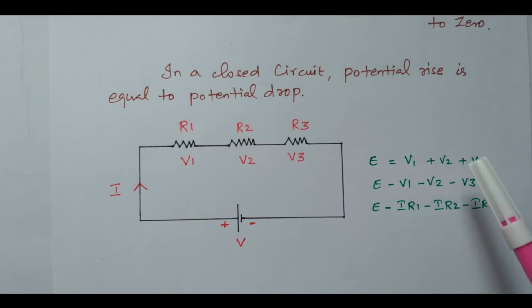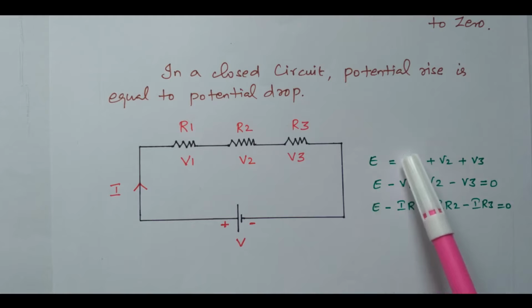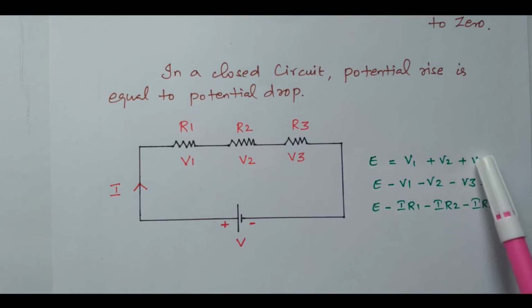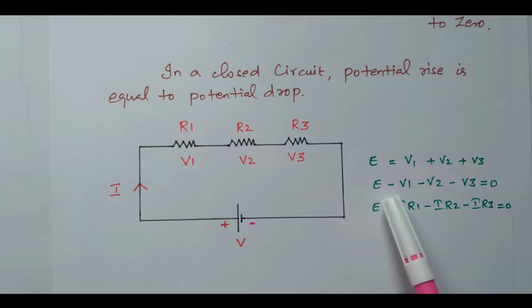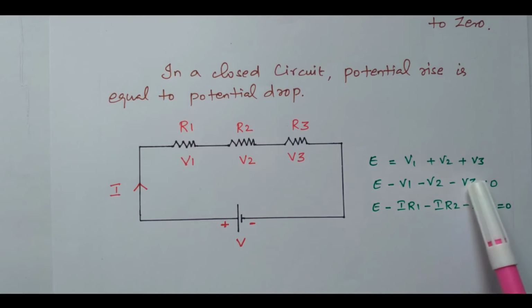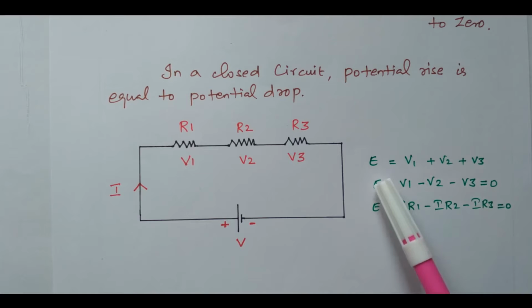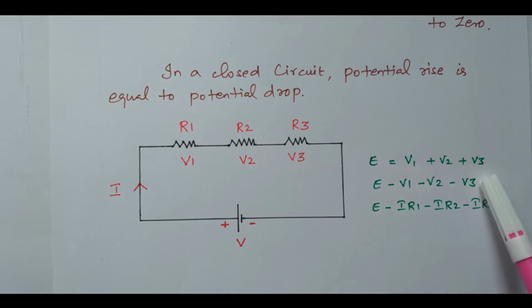Voltage drop across R1, voltage drop across R2 and voltage drop across R3. So this is the statement given: in a closed loop, potential rise is equal to potential drop. Now bring V1, V2, V3 from the right hand side to the left hand side so that they become negative. E minus V1 minus V2 minus V3 equal to 0. What is this? In a closed loop, the total potential is equal to 0. One potential is a rise, the other potentials are drops. While adding these, we get 0. So another statement given by Kirchhoff's voltage law: in a closed path, the total EMF is 0.